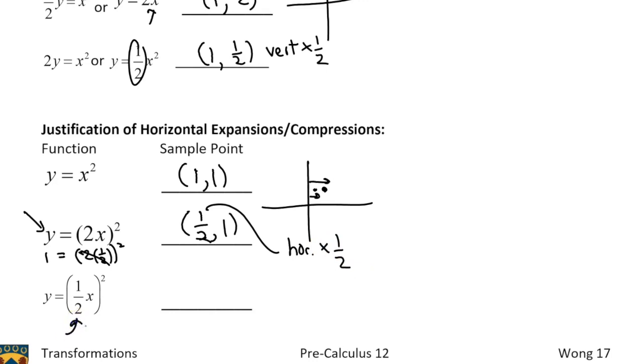If I have a 1 half in there already, so it's directly next to the x, just like this is directly next to the x, and I want to keep a y value of 1, then I could substitute in a 2 for an x. And if I did that, I would get a y answer of 1. So that means I would have this point all the way over here, where now my horizontal values have doubled. So when I have a 1 half right in front of the x, I now have a horizontal expansion by a factor of 2.